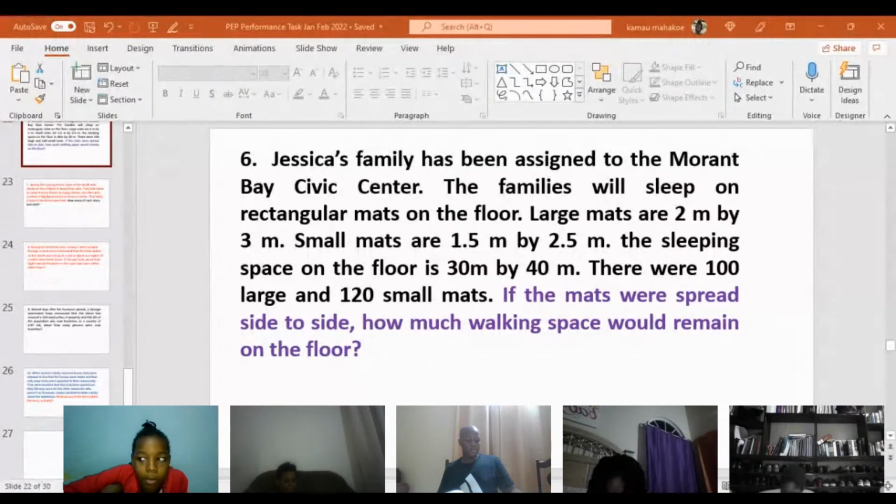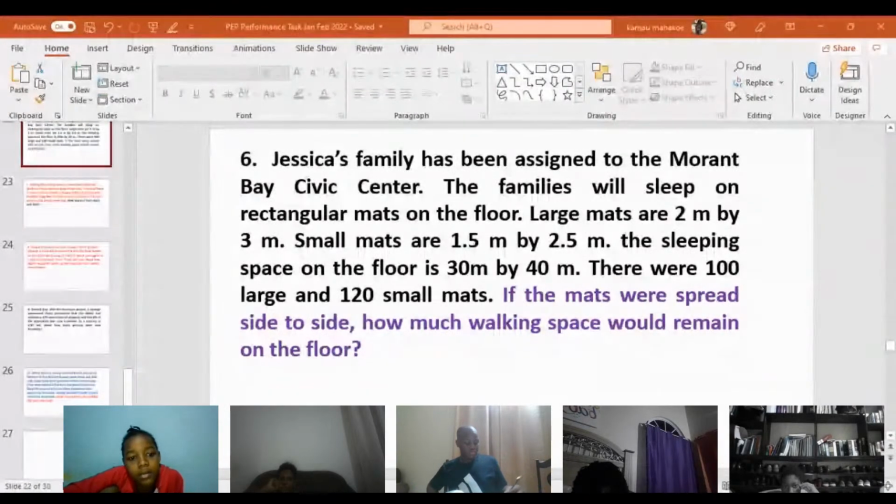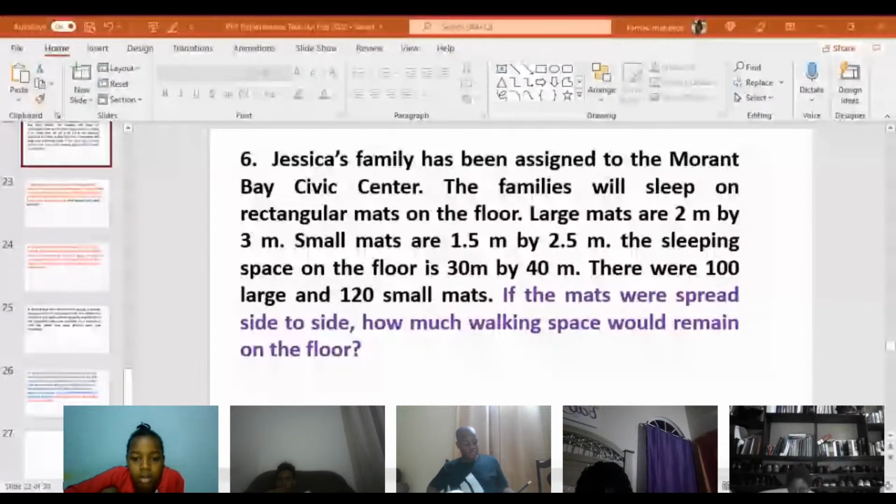I was saying, I think the answer is 2.5 walking spaces. 2.5 what? What's the unit? Walking spaces. Walking space is not the unit here. Look at the screen. What's the unit being used? All right, and we're trying to find space. So is that length, width, height, area, volume? What are we finding when we're talking about how much space?